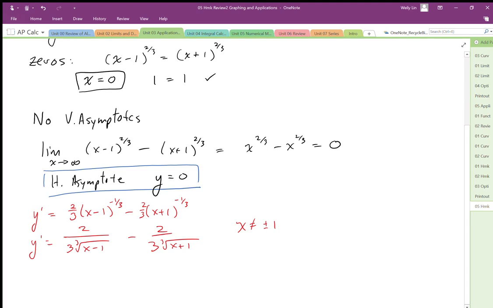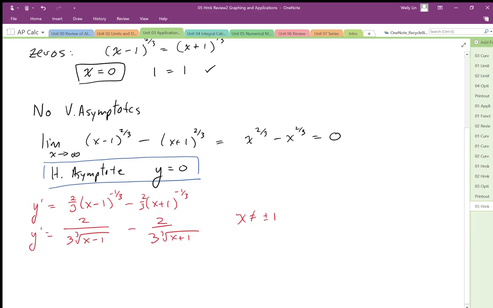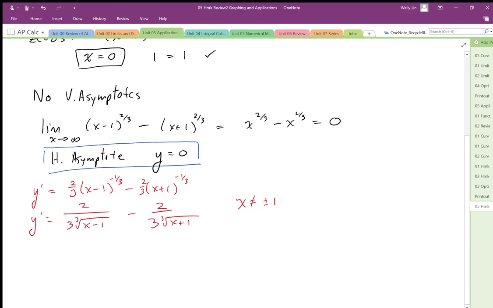Okay, so the slopes are undefined at x equals plus or minus 1. So something is happening at those points. Although there's no slope values that we can calculate there, there are coordinates there. It's not an asymptote. So we know that there's something going on there, and I'll show you what that looks like in a second. So let's do the rest of this analysis.